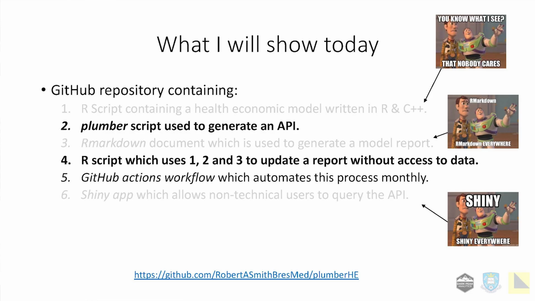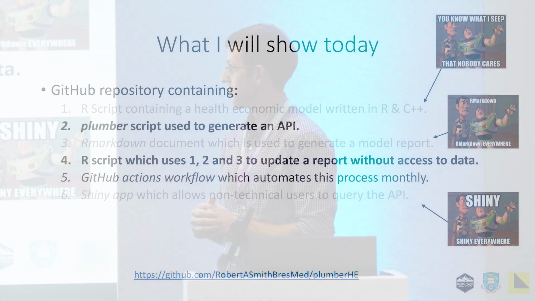mainly because a lot of you won't care about the health economic model, what that looks like, and R Markdown is generally done to death. And then I'm going to focus on the R script, which uses the first 3 sections to update a report, so see how that Plumber API is actually queried, and then, if I get time, go through the GitHub Actions workflow.